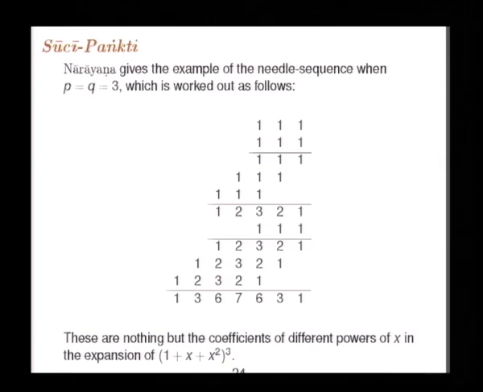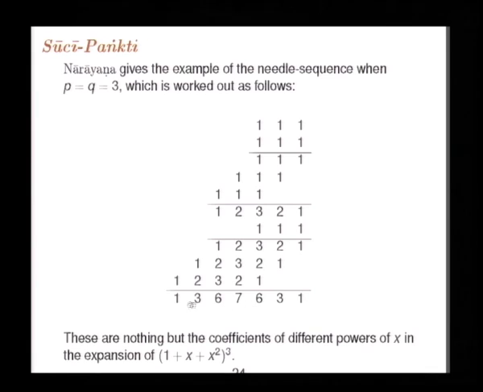So, p is equal to 3, q is equal to 3, the Vaishleshiki Pankti is 1 1 1. First you multiply it by itself. When you multiply it by itself, you get 1 1 1, 1 1 1 and 1 1 1. You add this, you will get 1 2 3 2 1. So, this is the square of 1 1 1. You do it once more, you get the cube of 1 1 1, that is 1 3 6 7 6 3 1.